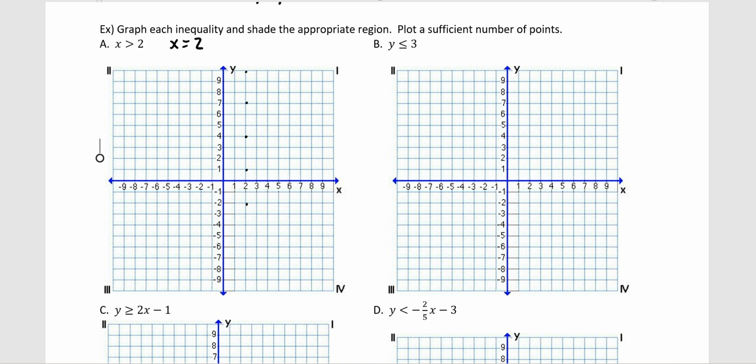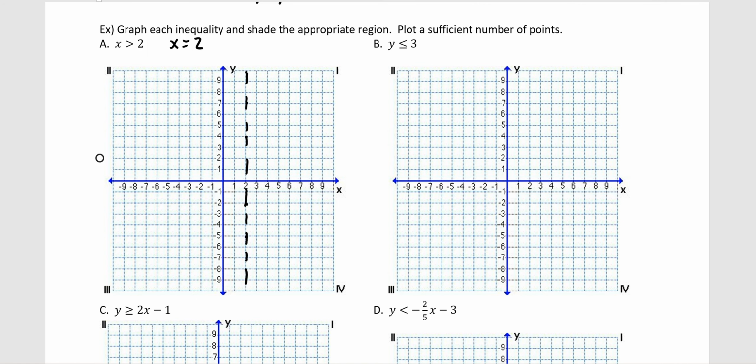Next, is this a solid line or a dashed line? Well, since this is strictly greater than, that we have that greater than symbol there, this is going to be a dashed line. If it was greater than or equal to, we'd have a solid line, but we don't, so it's dashed. Lastly, we need to shade.